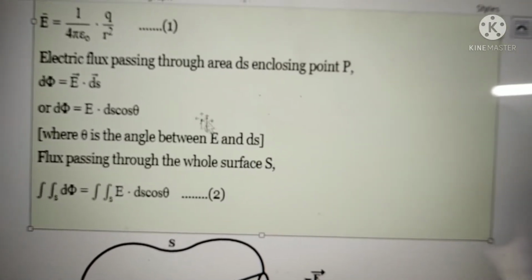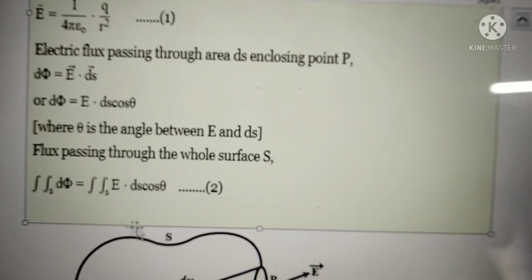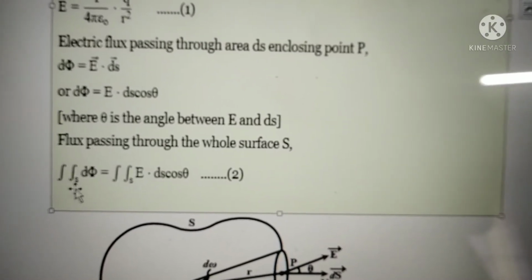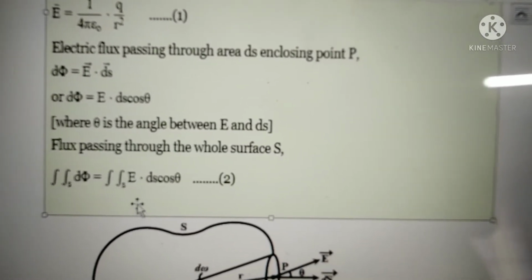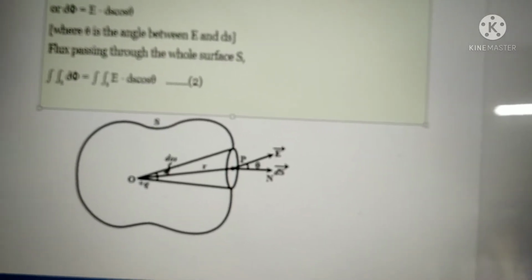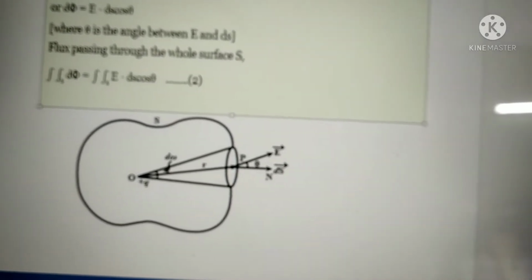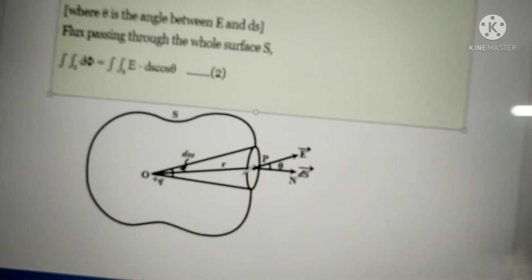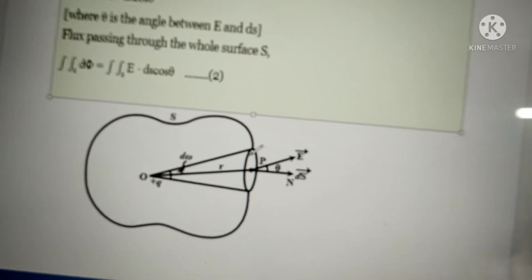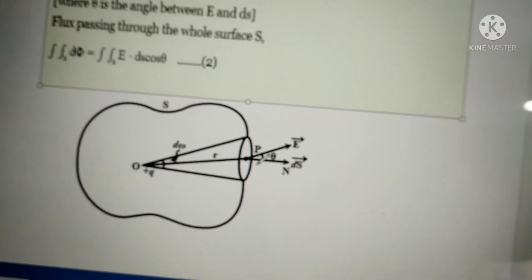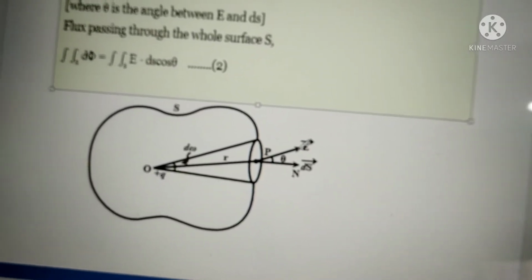Now we are talking about a closed surface. Gauss theorem is related with closed surface. So the surface integral of d phi is equal to E dot ds cos theta. We are considering a closed surface of any shape. We are considering a point P over here. A small area ds is considered. So ds is going like this, E is going like this, theta over here.